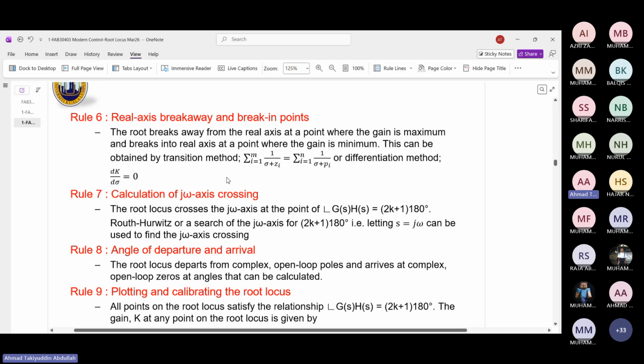Right. Anyhow, this is what we are going to have in the differentiation method. We can have the differentiation that will reflect to the k value as dk over d sigma, with the condition of the sigma, the domain that we are going to look into, equals 0.